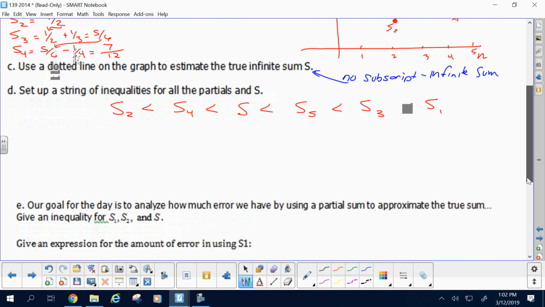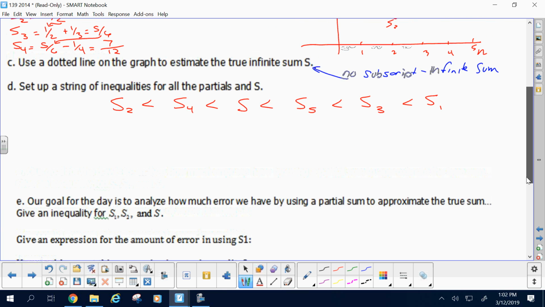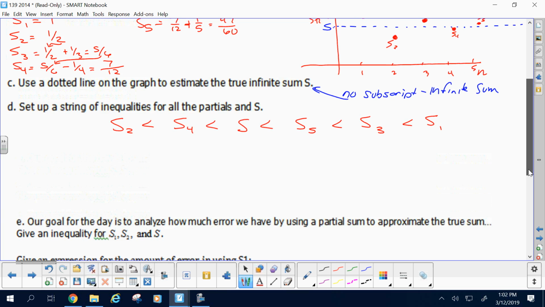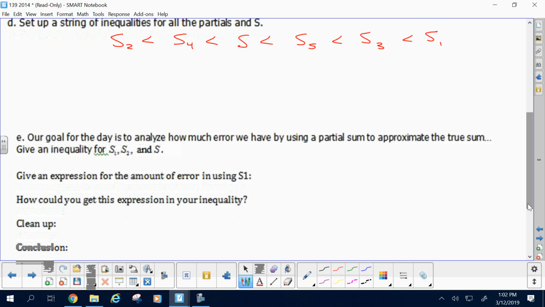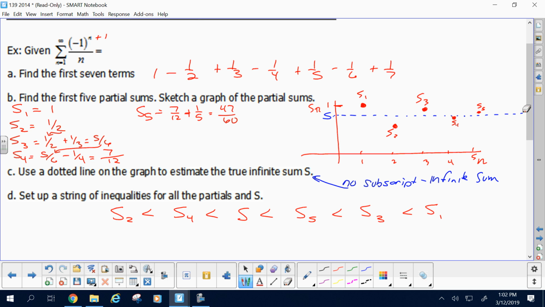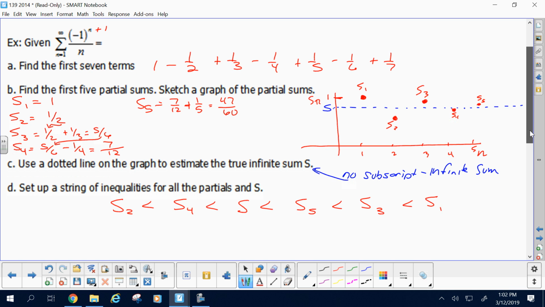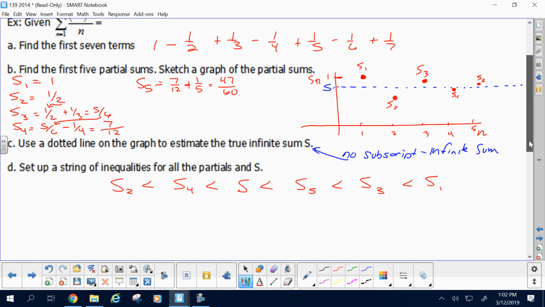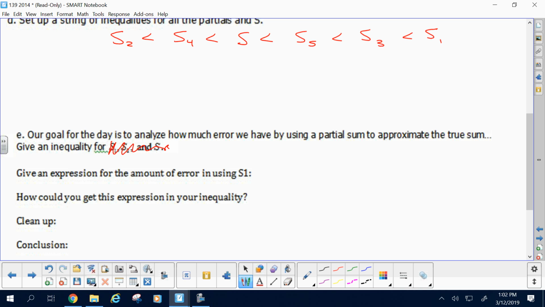Like I said, I wish I would have changed my notes, but it just didn't go well in last class. All right, so if I wanted to just talk about how much error is in using S1, okay? Now surely S1 is an overestimate of the true sum, and it has some error. Let's change this to an inequality for S2, S3, and S. And this will give me an estimate on how much error I have.